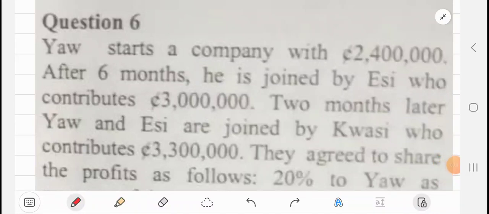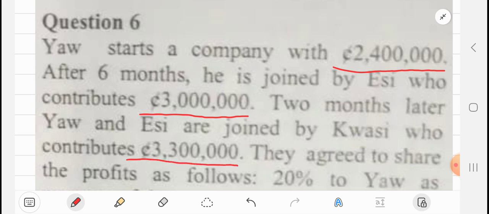You start a company with exactly 2.4 million Ghanaian cedi. After 6 months, he's joined by Essie, who contributes exactly 3 million Ghanaian cedi. 2 months later, Yo and Essie are joined by Kwasi, who contributes 3.3 million cedi.